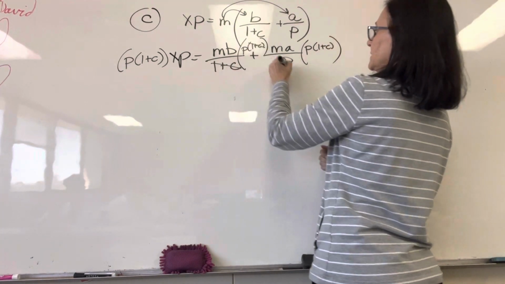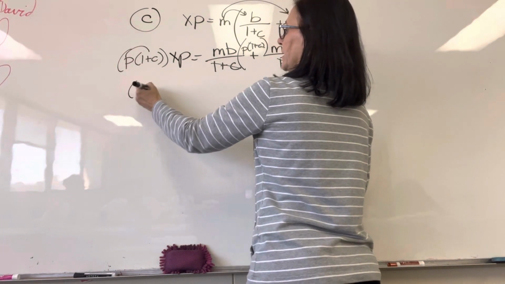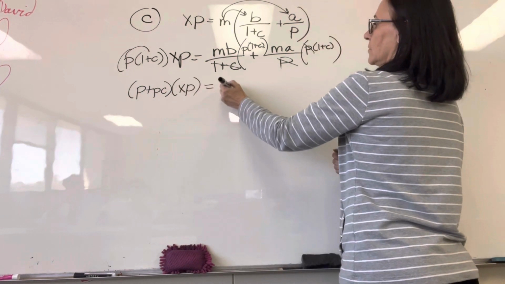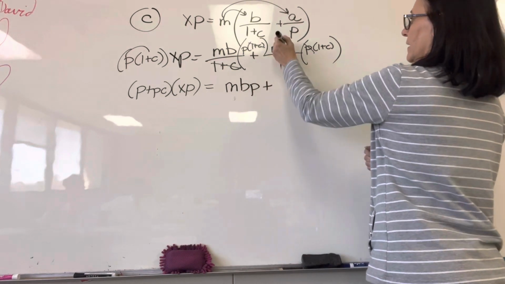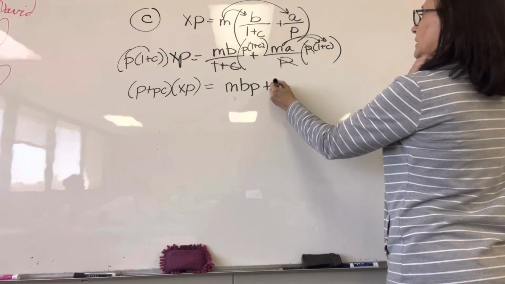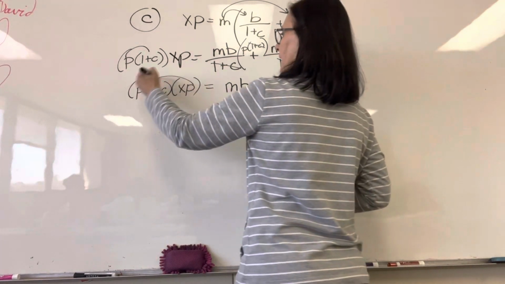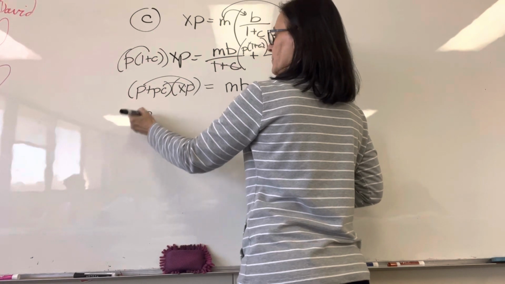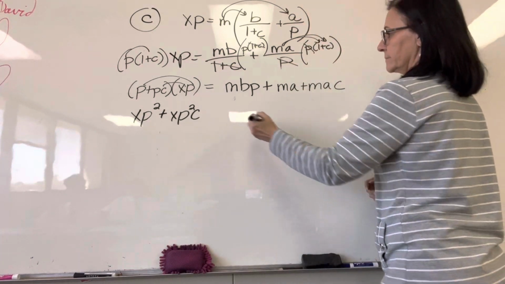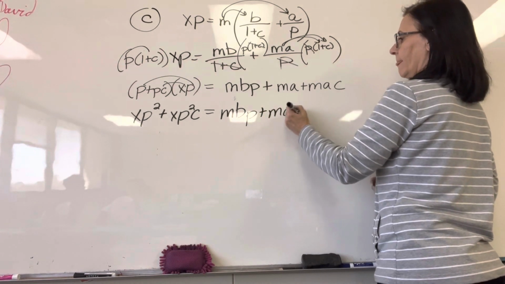All right, the 1 plus C eliminates here, the P eliminates here. I'm going to distribute the P first. So we have P plus PC times XP equals MBP. Now I'm going to distribute the MA to the 1 plus C. So it's plus MA plus MAC. Now we'll distribute the XP. So I have XP squared plus XP squared C equals MBP plus MA plus MAC.